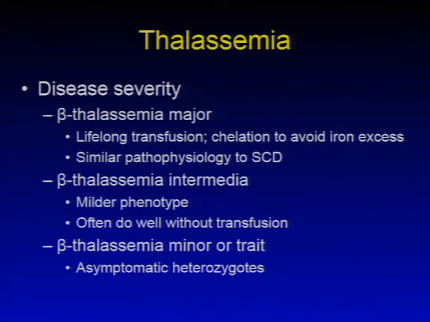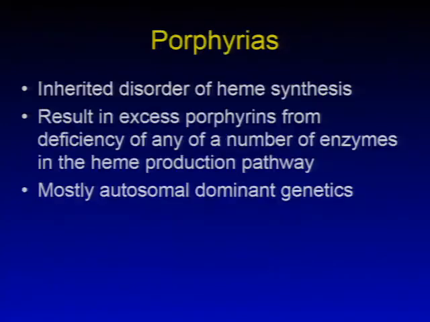Now, beta thalassemia intermedia is a milder phenotype. These patients often do very well without any transfusion whatsoever. And the lucky patients here exhibit beta thalassemia minor, or also called beta thalassemia trait. These are patients who are heterozygous. They only have 1 abnormal alpha or beta globin molecule, and they're asymptomatic.